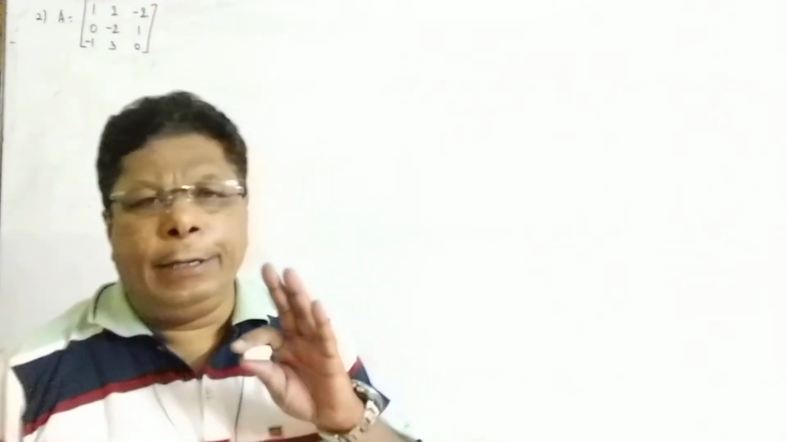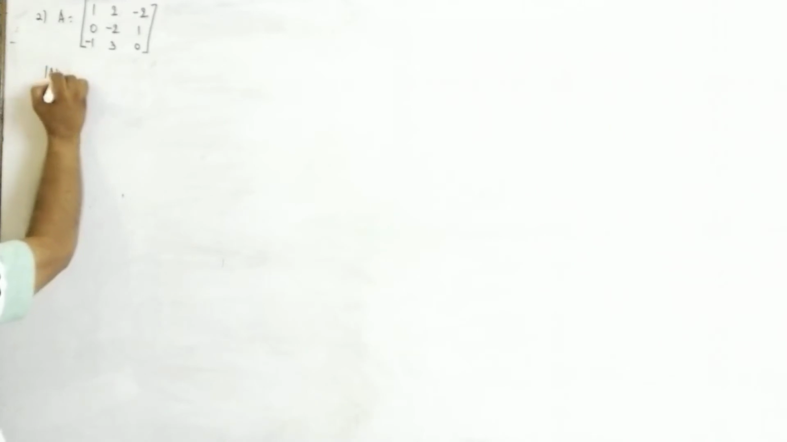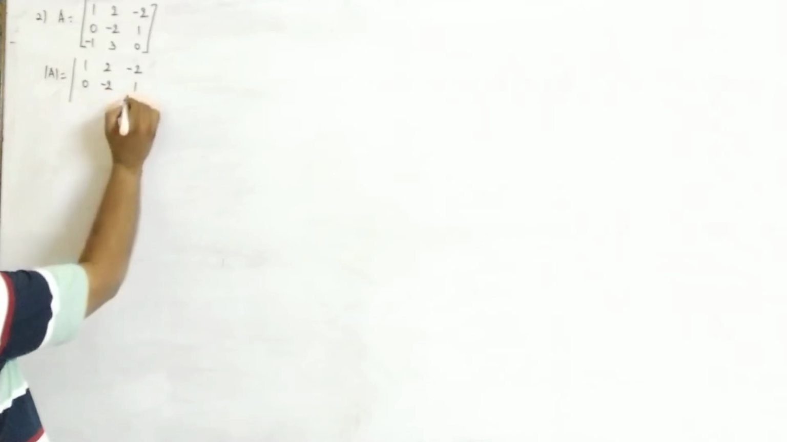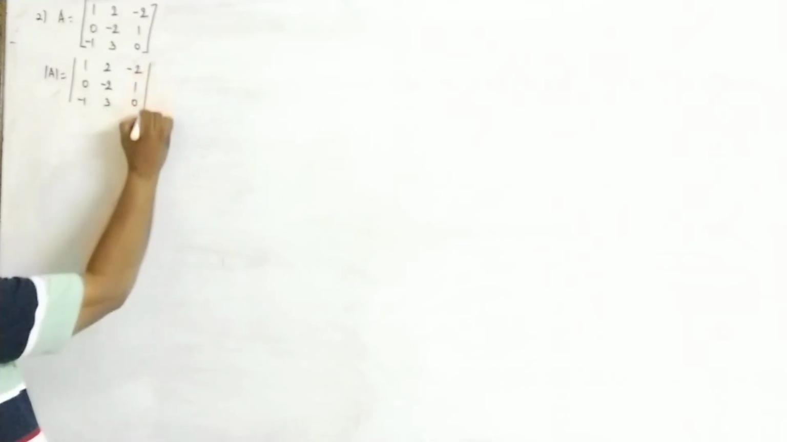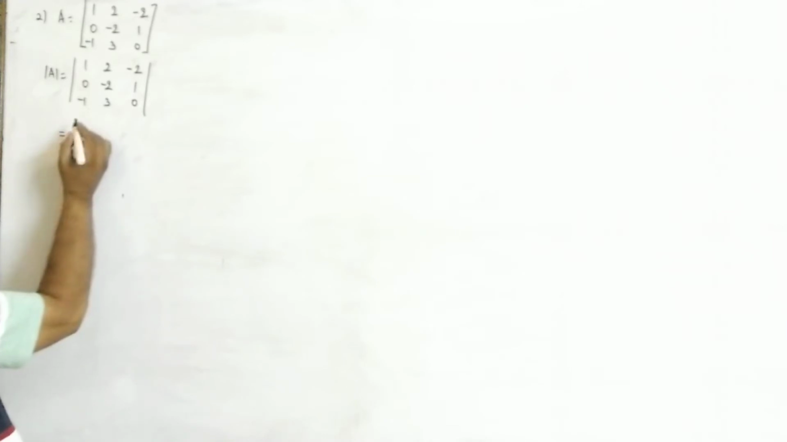What is the first step? Find determinant A and show that the matrix is not singular. Okay. Determinant A is equal to the determinant symbol, take 1 2 minus 2, 0 minus 2 1, minus 1 3 0. Now find the value of the determinant.